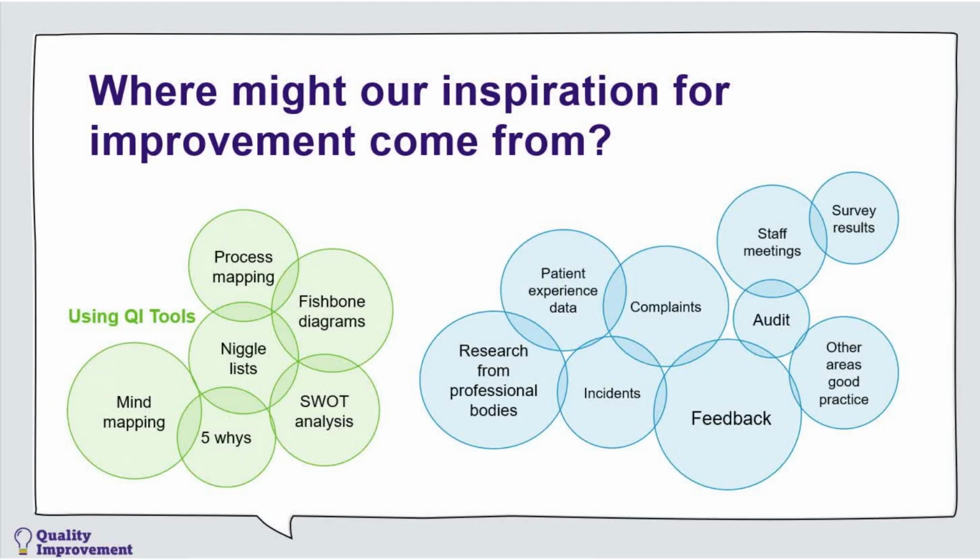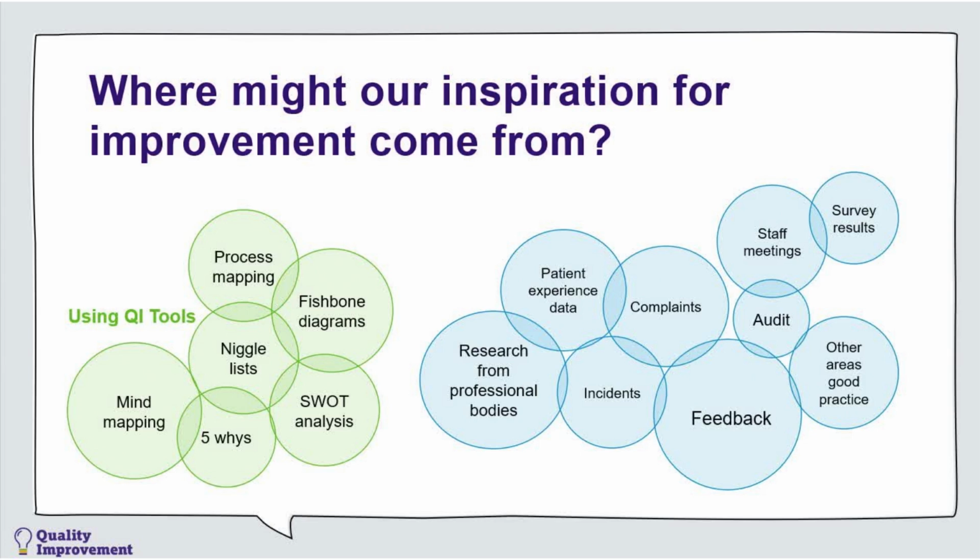Firstly, where might our inspiration for improvement come from? We can recognise that something needs to change from various information and insights. More than likely, we already have an idea of what needs to improve. This may be based on data that we already have, such as patient and family feedback, common frustrations shared by staff, or ideas that similar teams have shared. There may be some existing evidence and research from professional bodies around this area of change.